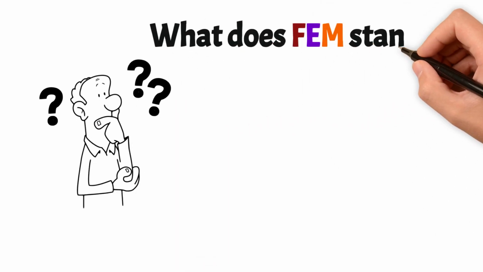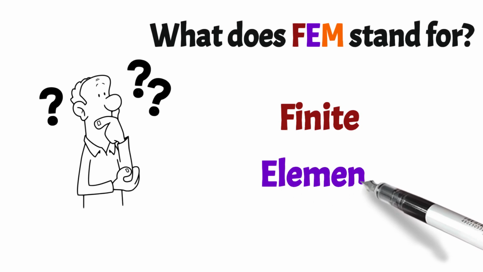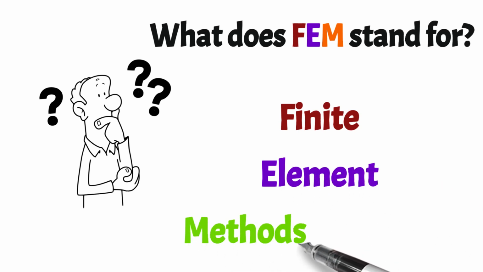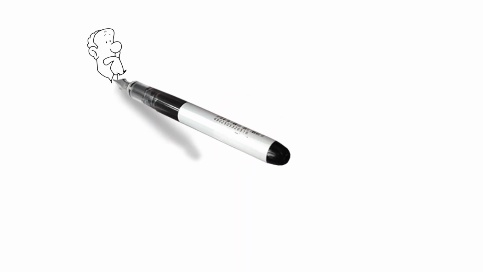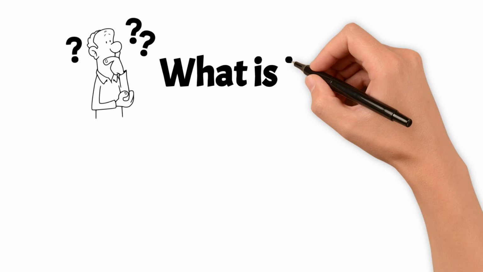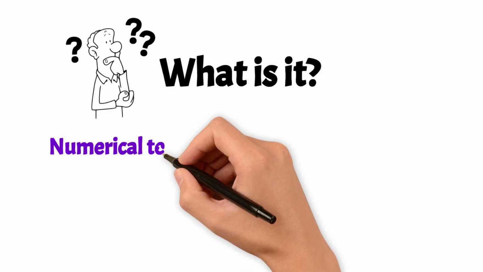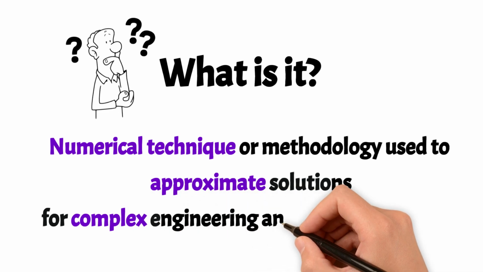What does FEM stand for? F stands for finite, E stands for elements, and M stands for either methods or modeling. So what is FEM? It is a numerical technique or a methodology used to approximate solutions for complex engineering and physical problems.